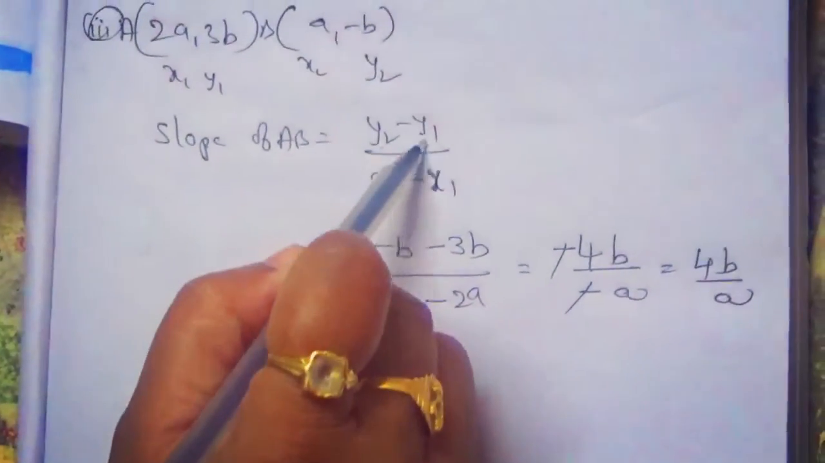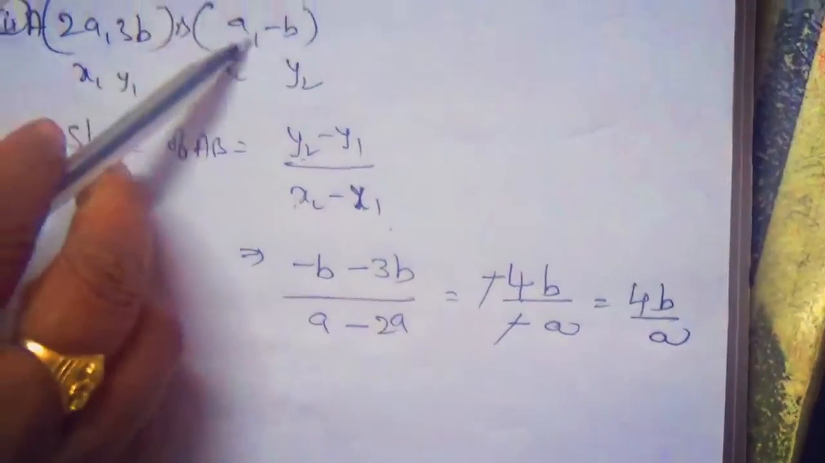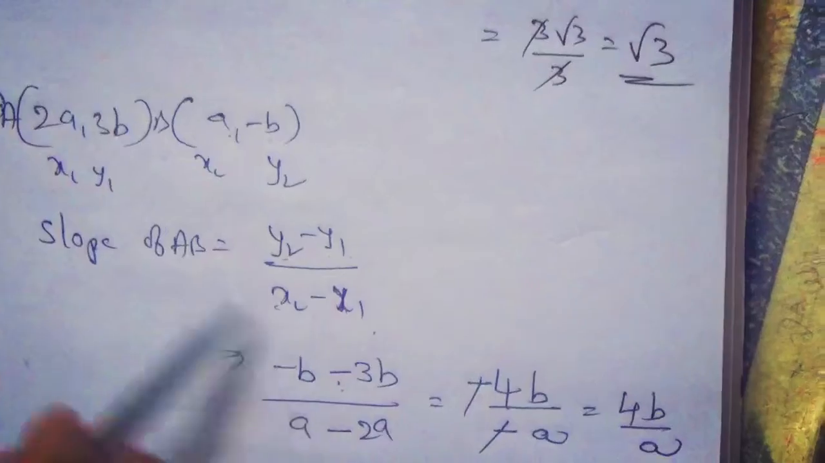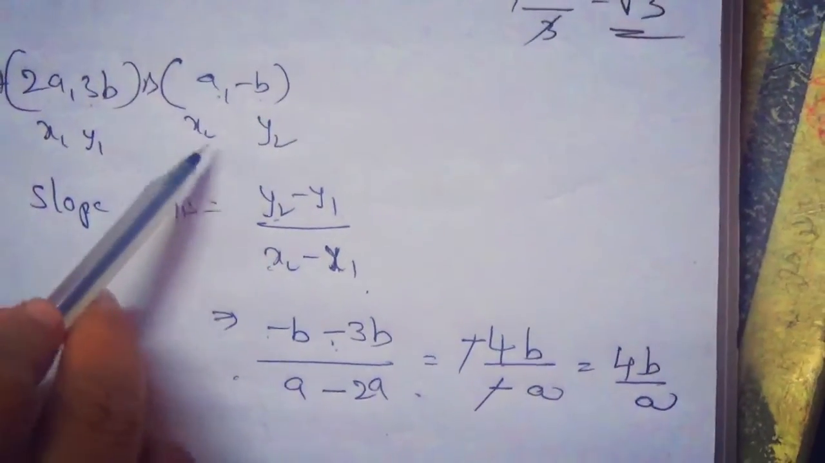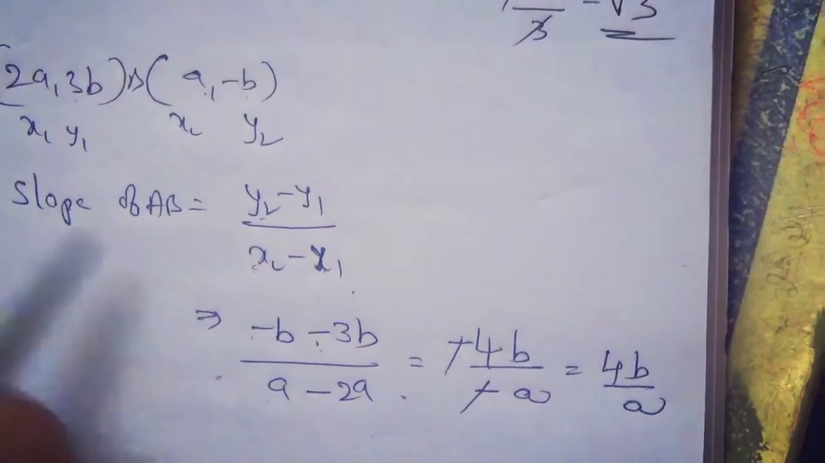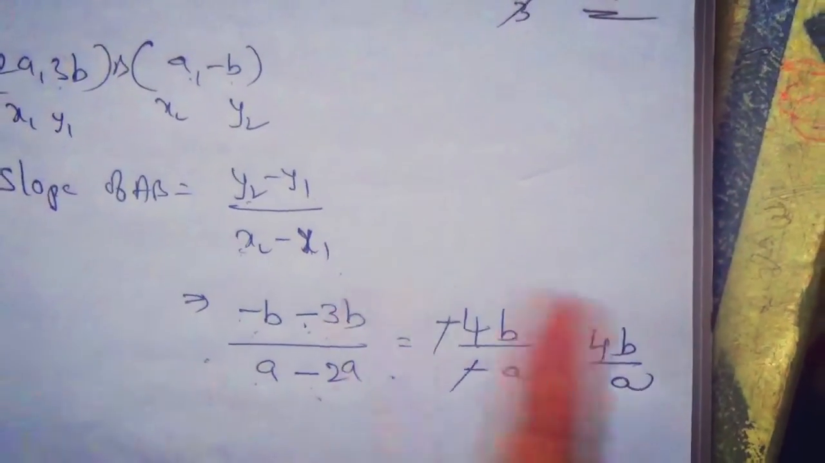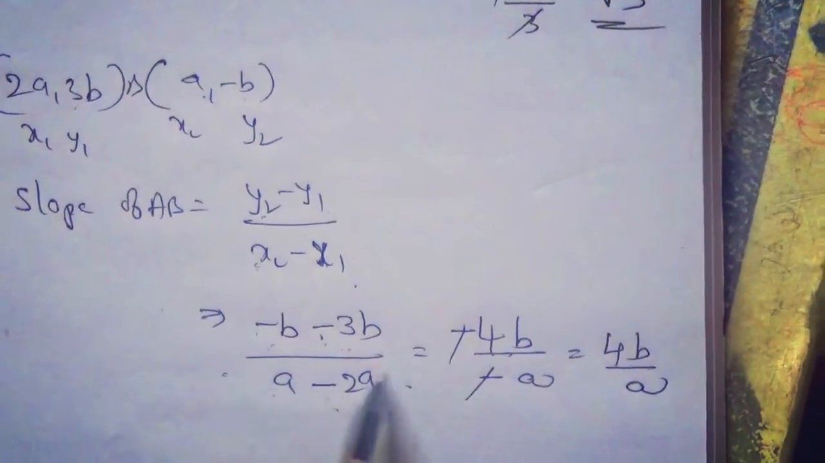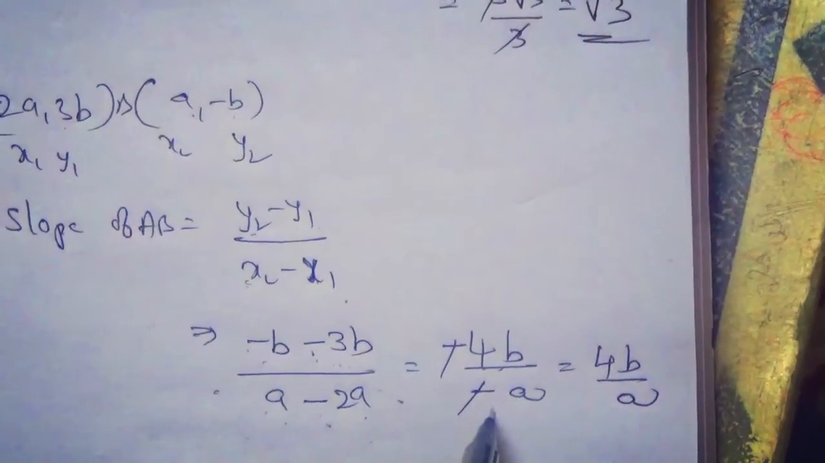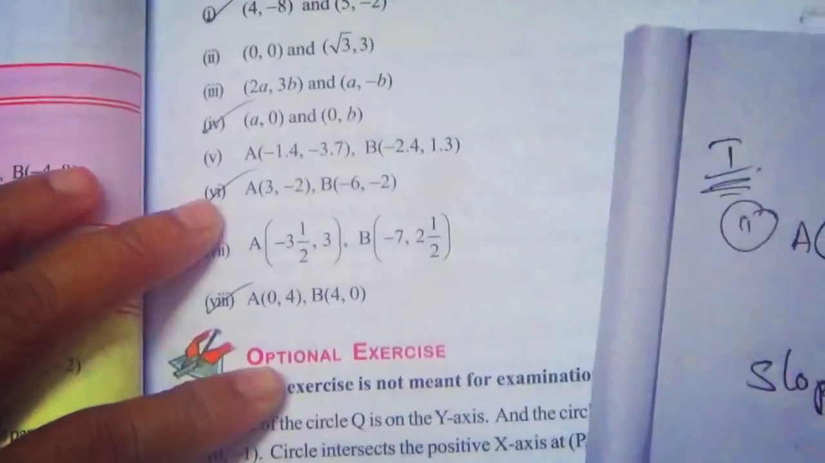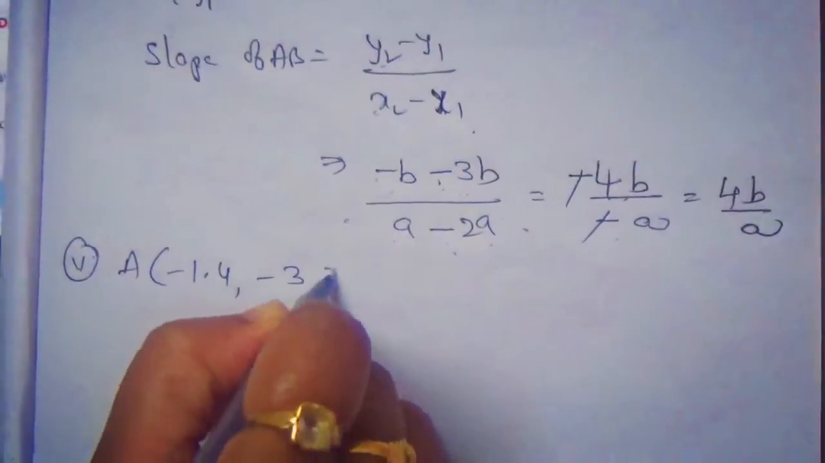You just look after y2 minus y1 by x2 minus x1. y2 is minus b, minus, in the formula it is there, minus 3b, by x2, x2 is a, minus 2a. Minus 2 have minus signs. Minus b minus 3b is minus 4b by a minus 2a. Okay, minus a cancelled, minus cancelled. 4b by a.